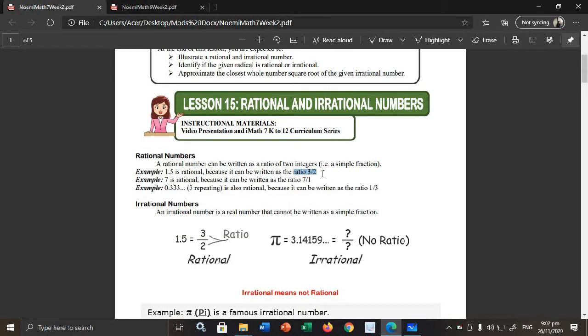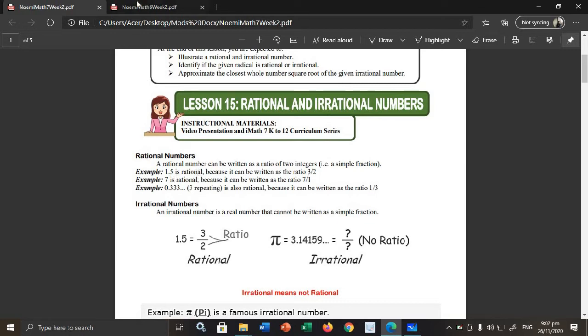So, 3/2 or 3:2 is the equivalent fraction or ratio of 1.5. Therefore, since we can write it into a simple fraction or ratio, the given is a rational number.